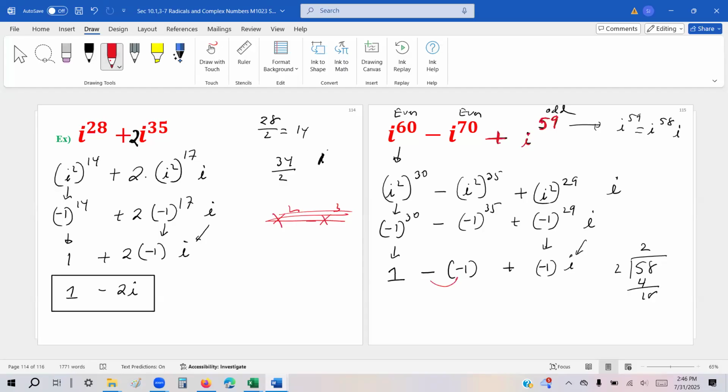Double negative turns into positive. Negative and positive turns into negative. So you have 1 plus 1 minus i. Do you have any like terms to combine? The ones. How much is 1 plus 1? So you have 2 minus i.